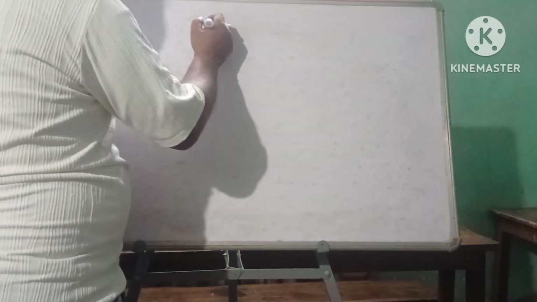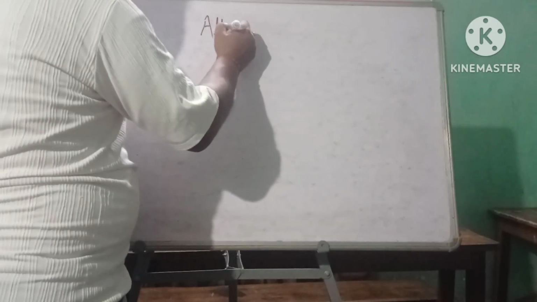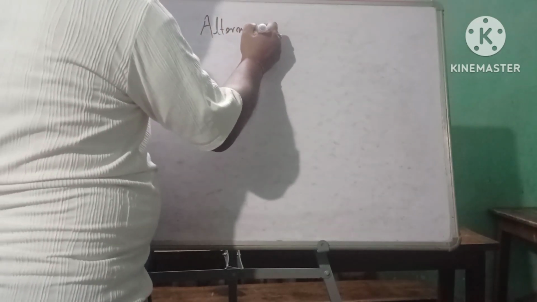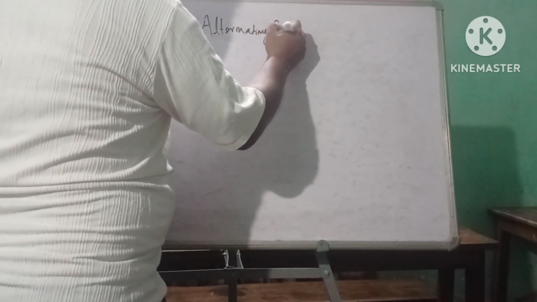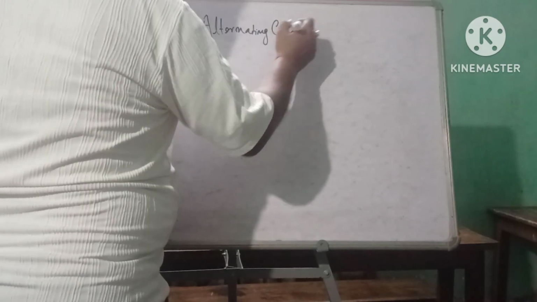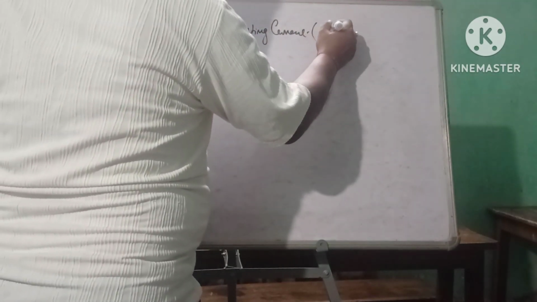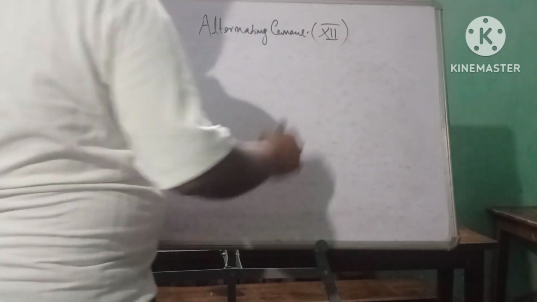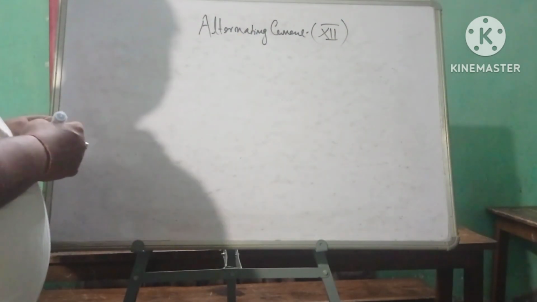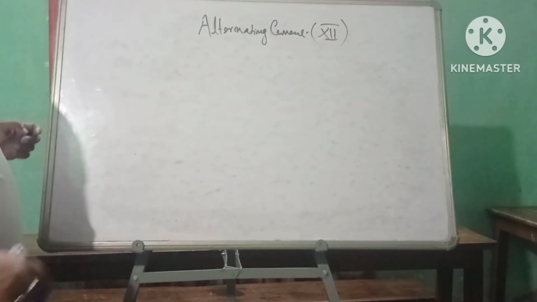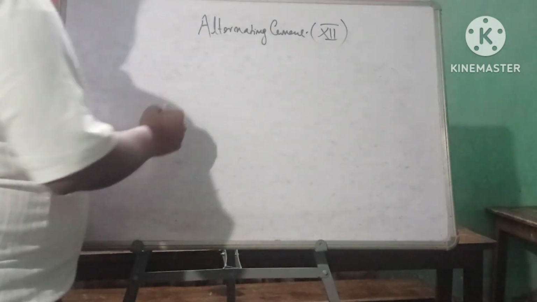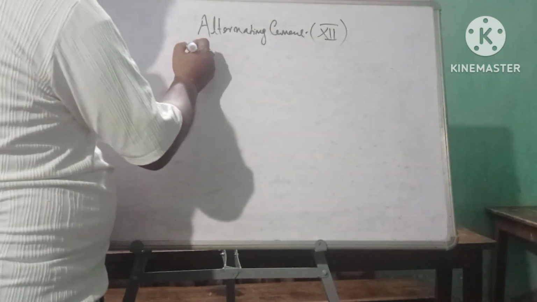Alternating current. Alternating current. This is for class 12. Now here, first is a purely resistive circuit.